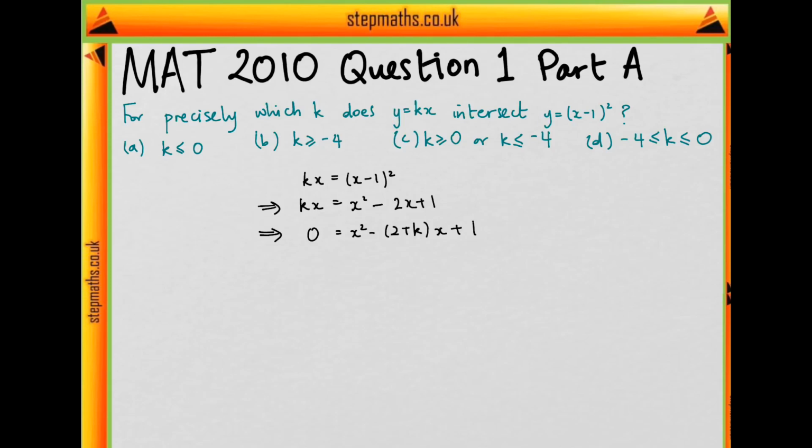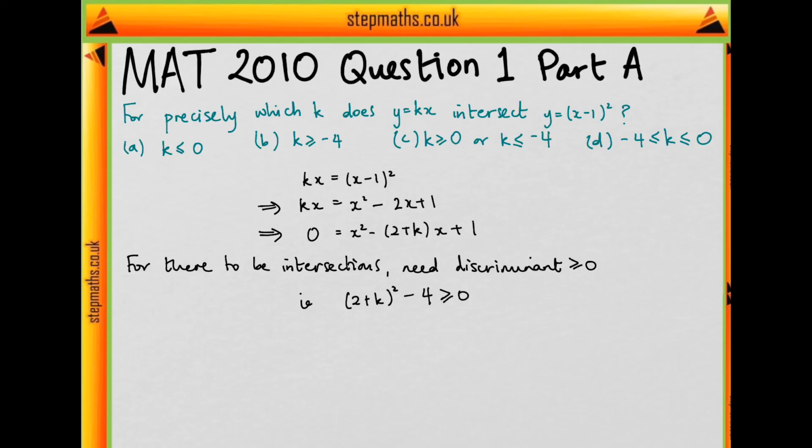Well, the discriminant is going to have to be greater than or equal to 0, and the discriminant is b squared minus 4ac. So if we look at this, we see the discriminant of the quadratic is (2 plus k) squared minus 4, and we need that to be greater than or equal to 0.